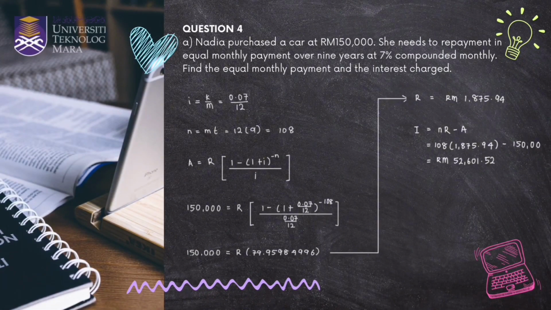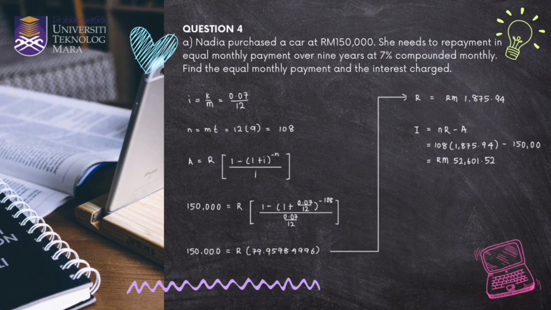Question 4. Nadia purchased a car at 150,000. She needs to do repayment in equal monthly payments over 9 years at 7% compounded monthly. Find the equal monthly payment and the interest charge. 150,000 is our present value, which is A. 9 years is T, 7% is K, and compounded monthly shows that N is 12. Now, the question wants us to find the equal monthly payment, which is R, and the interest charge, which is I. Then, just put all the values into the calculator and we get the answer.